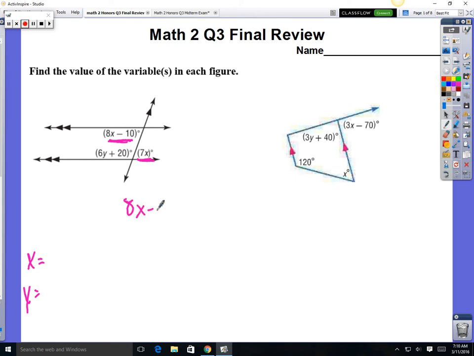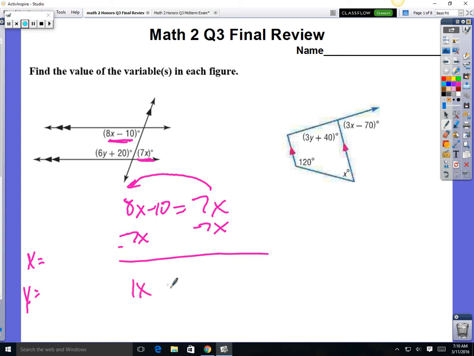So this 8x minus 10 has to be the exact same as 7x. So now it's just algebra, solve for x. Move these x's over here. Minus 7x, minus 7x. So you've got 1x minus 10 equals 0. Move the 10 over here. Plus 10, plus 10. So we've got x is equal to 10.